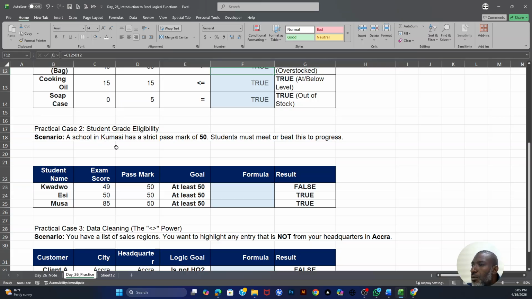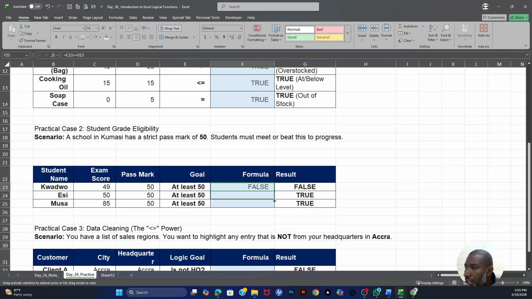Now, a school in Kumasi has a straight pass mark of 50. Students must meet or beat this to progress. So we want to find out if the students' marks are greater than or equal to 50. So it's equal to first, the student's mark greater than or equal to 50. And if it's so, the answer will turn true. So the first one, we have 49, which is not greater than or equal to 50, it is less than. So the answer is false.